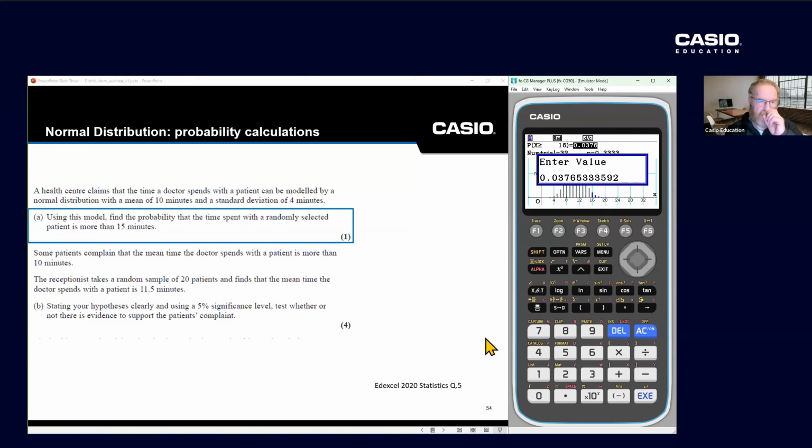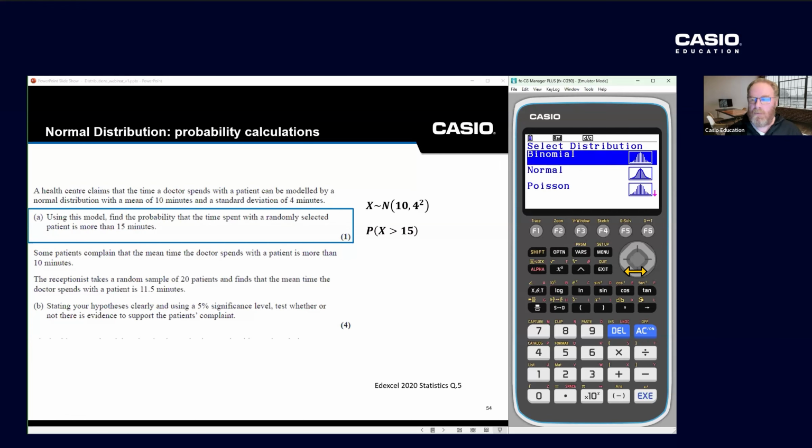Moving on quickly to normal distribution. Okay, just to demonstrate some of the features. What we have here is another exam question. This one was actually done quite poorly in the exam. There was a little bit of understanding required to approach it. So what we have here, first part, more than 15 minutes. So what we have is a distribution and a probability to calculate. So quite easy to go to normal.